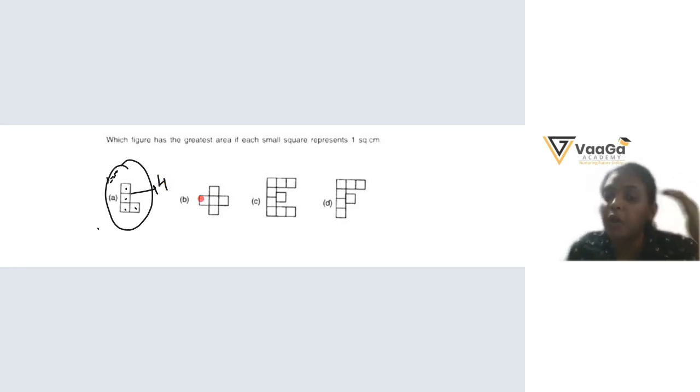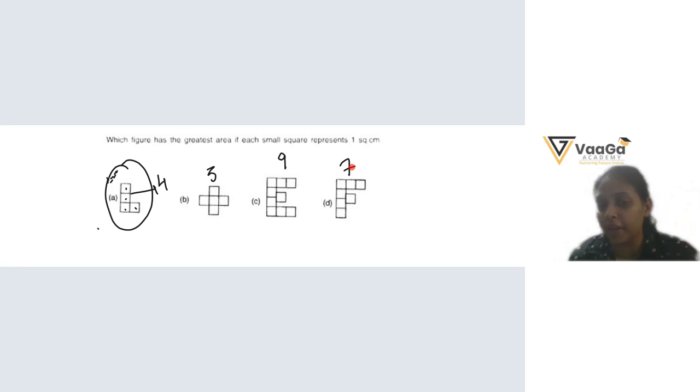What about B? How many squares does this have? It has 5 square centimeters. What about this? 10 square centimeters. 1, 2, 3, 4, 5, 6, 7, 8, 9. And the other one has 1, 2, 3, 4, 5, 6, 7 square centimeters.